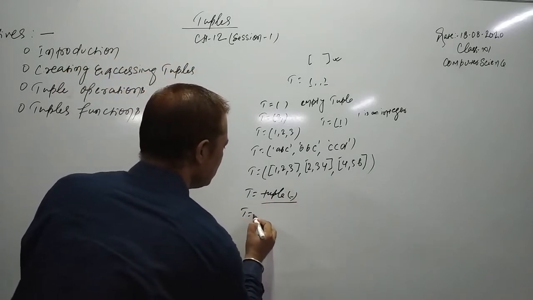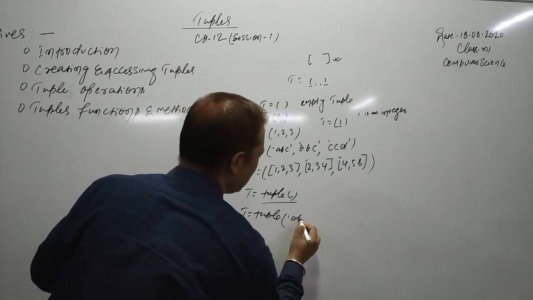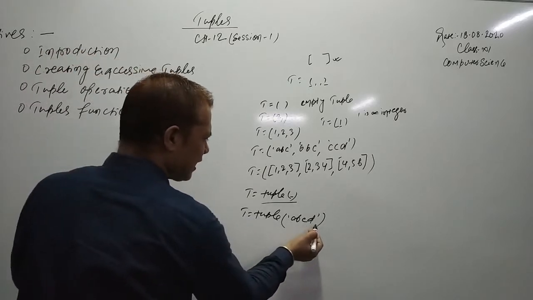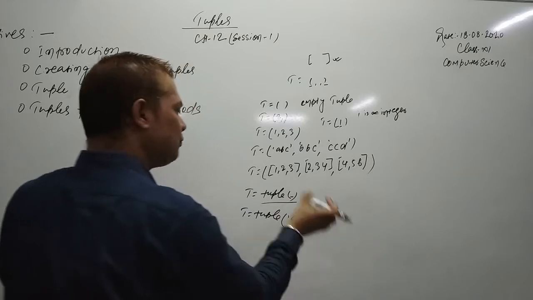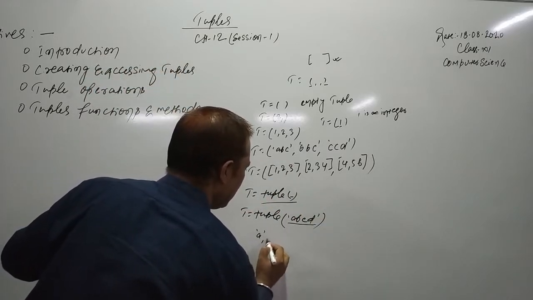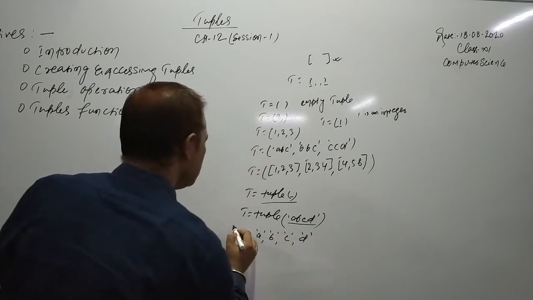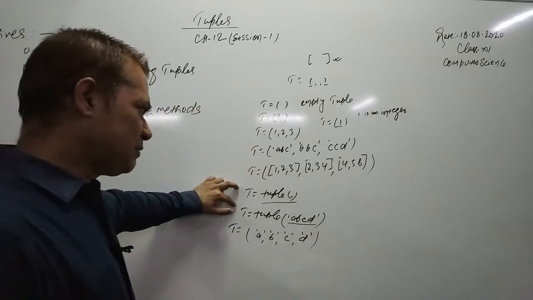Then the situation will be like tuple, and inside the brackets, if I say a, b, c, d. Now, I am passing a sequence of values as a parameter to the tuple constructor. It will create a tuple t, but the elements will be a, comma, b, comma, c, comma, d. It means your tuple will be like this. I hope it must be clear.